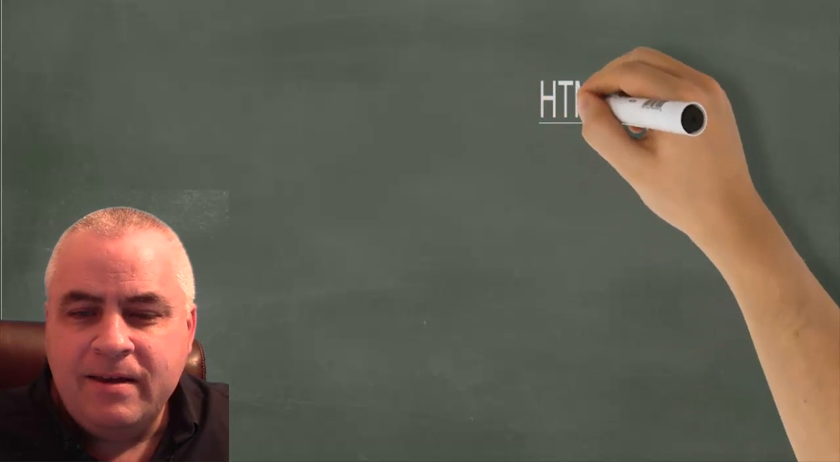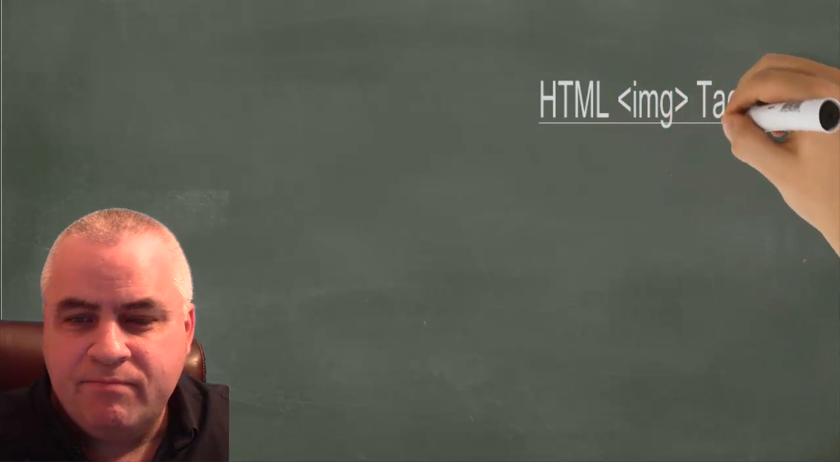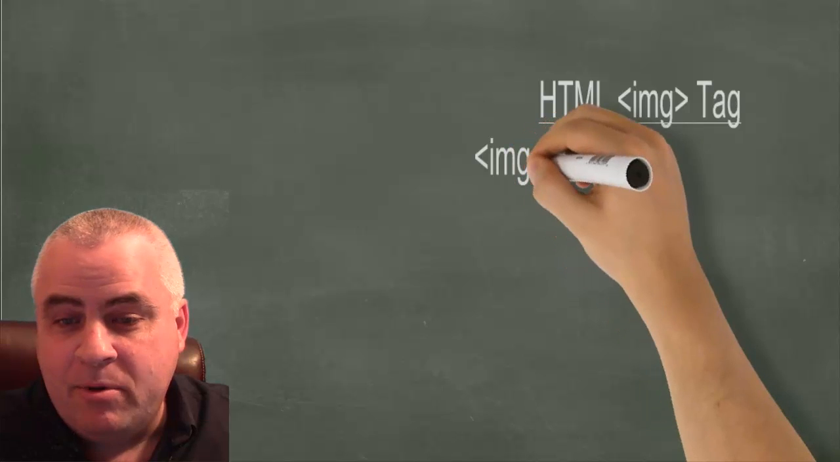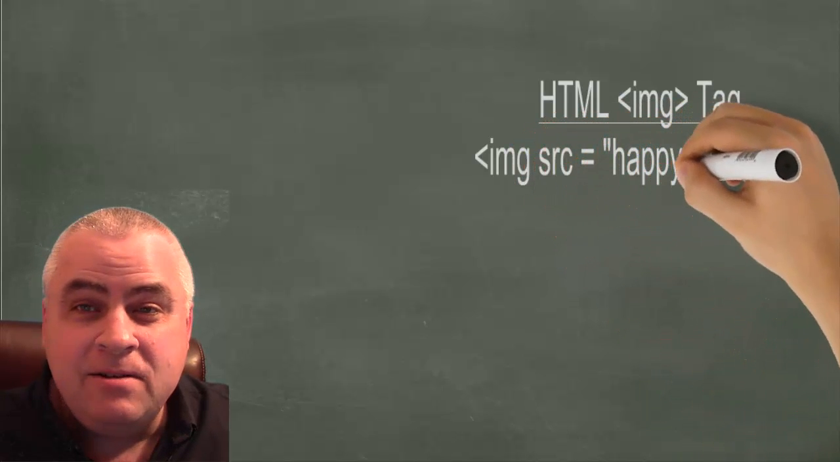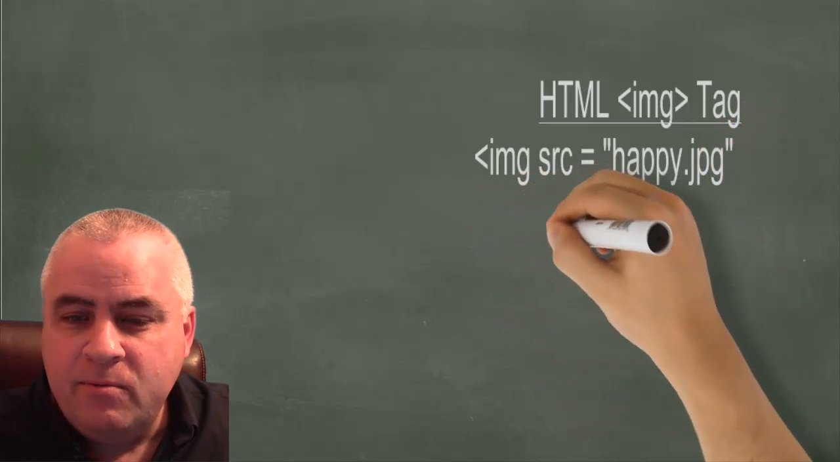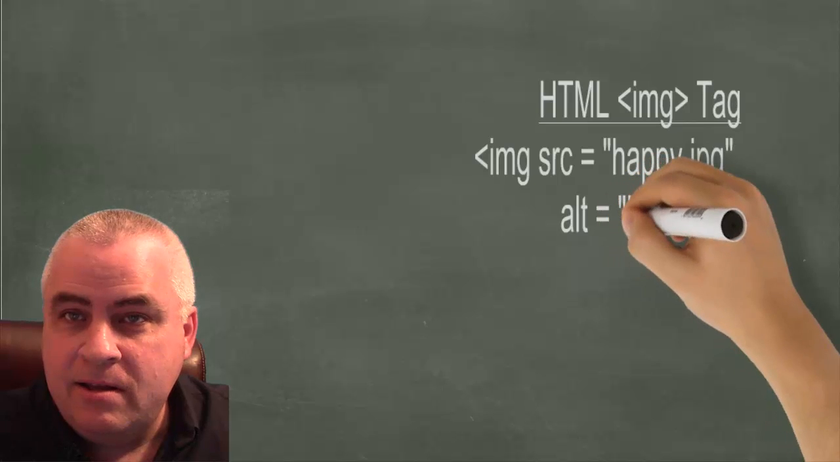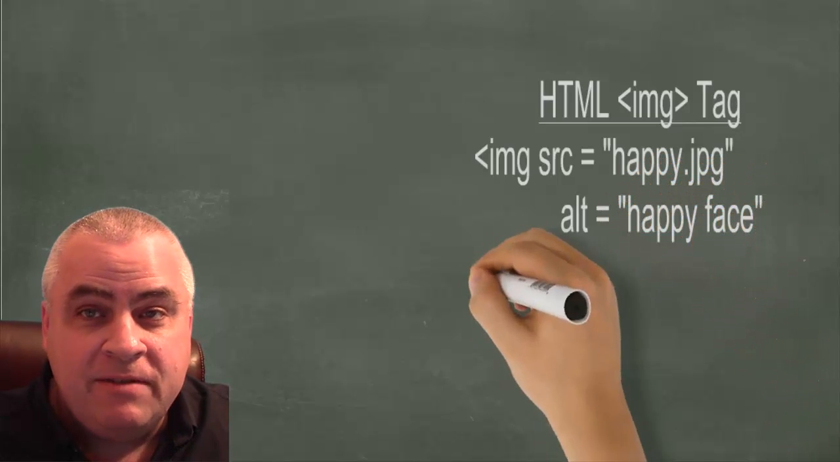Let's take a look at the HTML img tag. Now we're going to look at it with an example. We have less than img and then our src equals, and this is our file name, whatever that's called. Then we're going to have the alt attribute, and this refers to what a visually impaired person would see if they couldn't see the image.